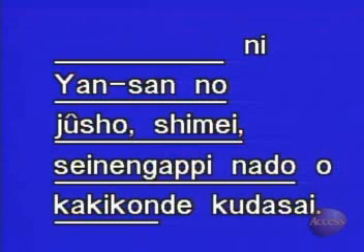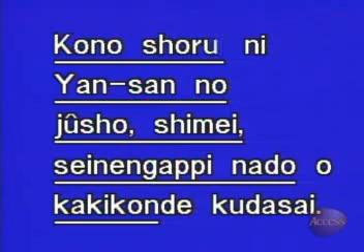Well then, where is he supposed to write these things in? That information is found before ni. この書類に。This means on this document. And so that whole long sentence means please write in your address, name, date of birth, and so on this form.